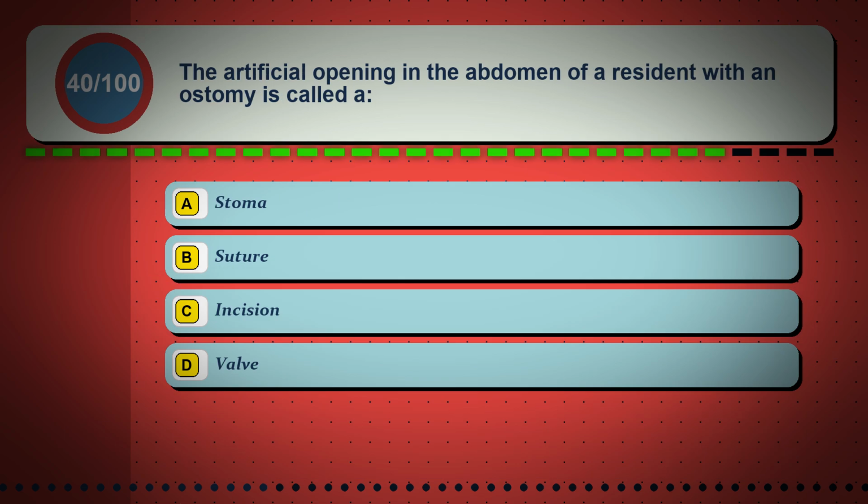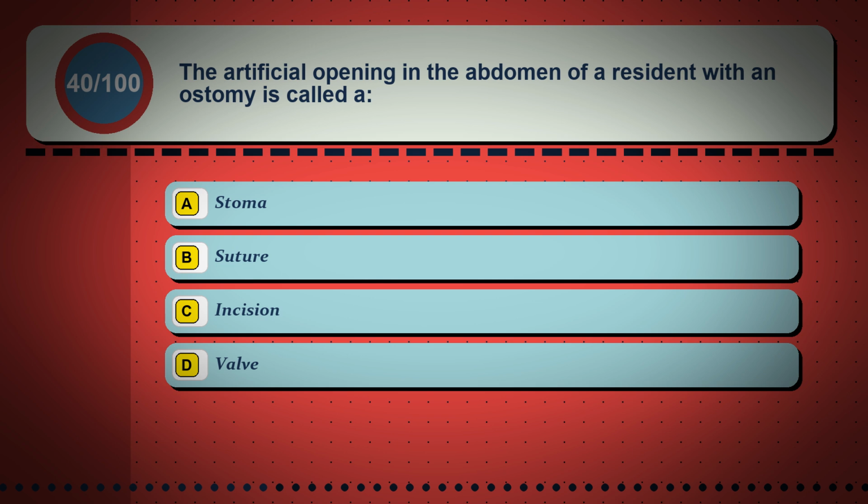Question 40. The artificial opening in the abdomen of a resident with an ostomy is called a. Option A, a stoma. Option B, suture. Option C, incision. Option D, a valve.